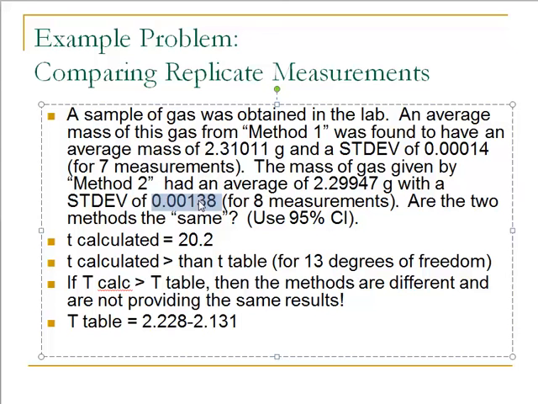Well, by first looking at these values, 2.31 and 2.299, that's super duper close. But again, how close is close? That's what the student T is going to tell me. That's what these confidence intervals tell me. Is it close enough? That's always the question that we ask.